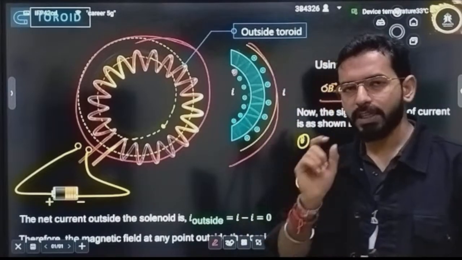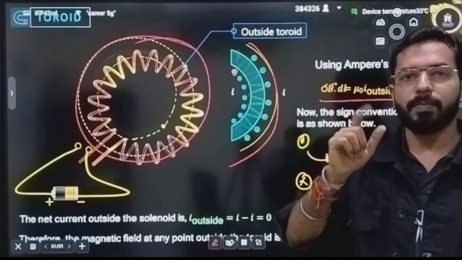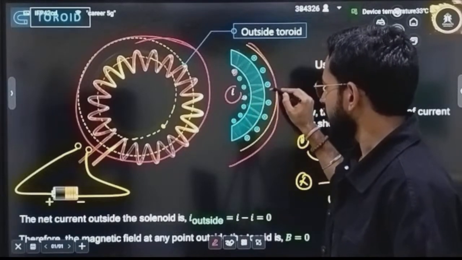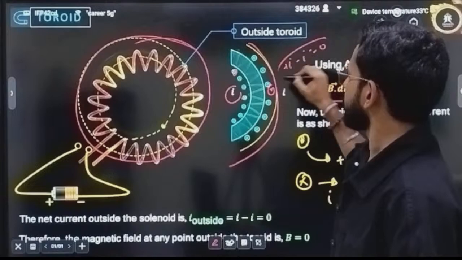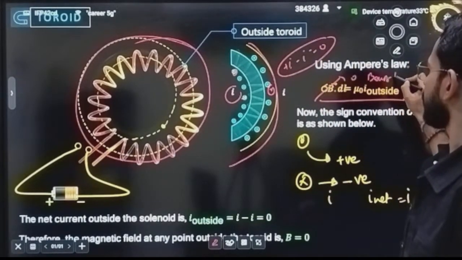You remember for the inside portion I told you to write minus, and for the outside, if current is coming, you will be writing plus. So tell me, if this is minus current and this is the same plus current, what is the net current? Plus I minus I. Tell me what is the net current? 0. So can you say the magnetic field is again 0 for the outside portion?